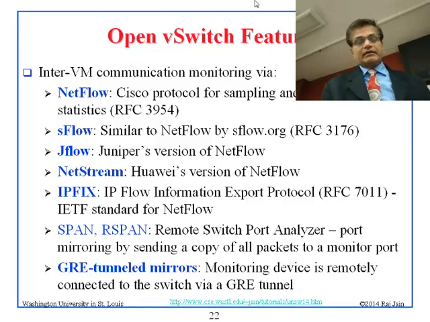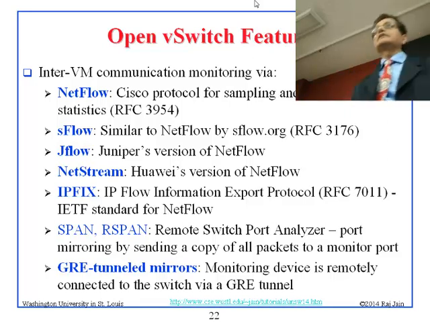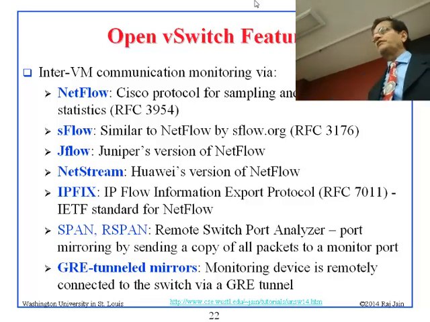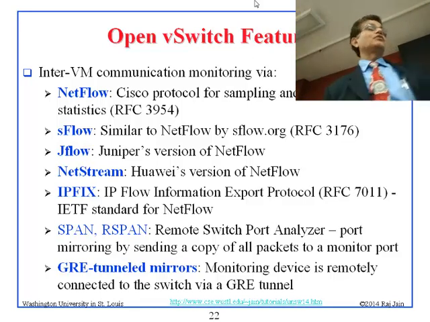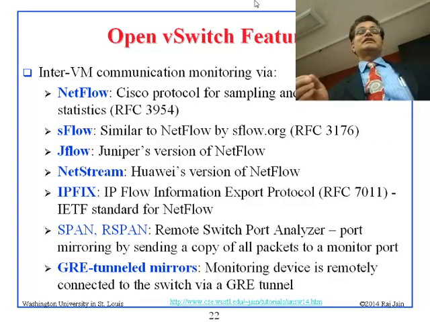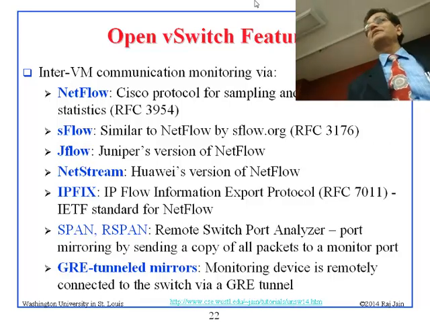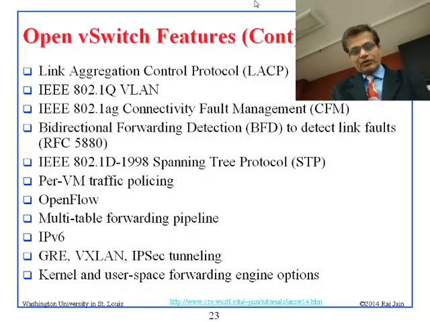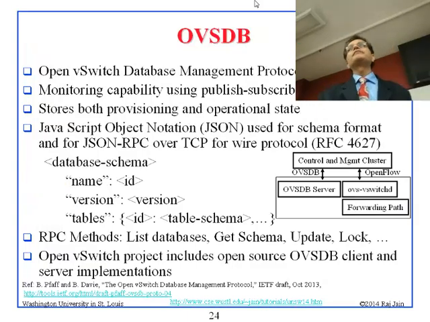And GRE tunnel, mirrors. What does mirrors mean? Basically, the way we monitor things is that we can say, whenever something comes on port number one, please send me a copy of it on port number five. So the packet will come on port number one, will be sent to port number three, but a copy will go to port number five. That is how you monitor. Now you can see whether there's intrusion detection or something bad happening here. So port mirroring is implemented. All right, so this is very powerful.